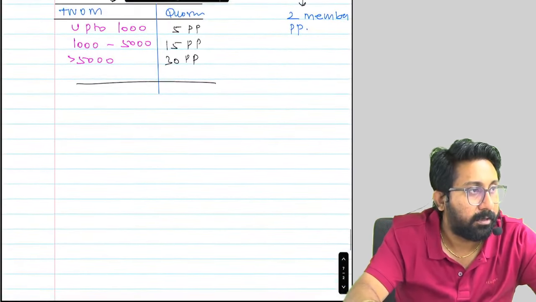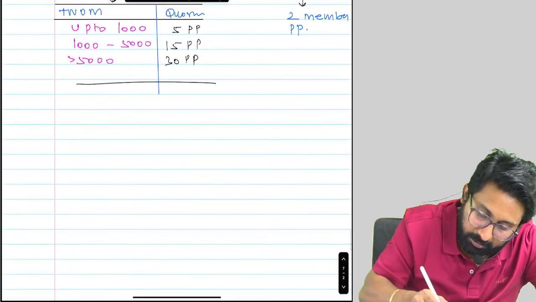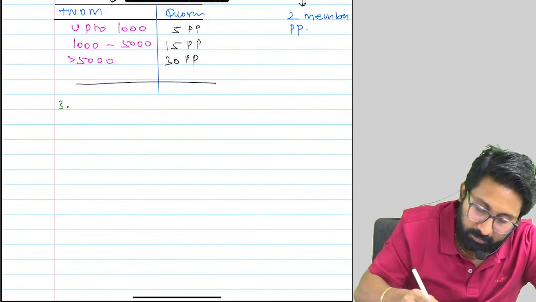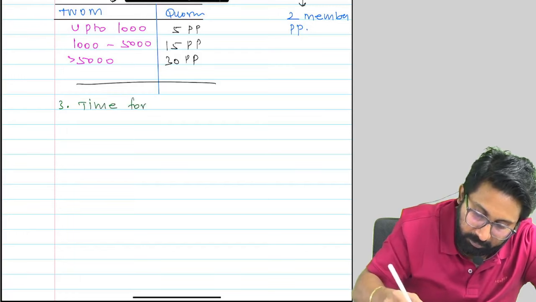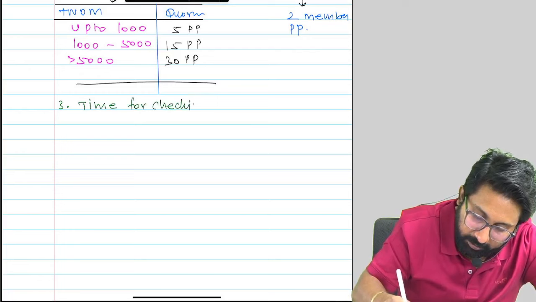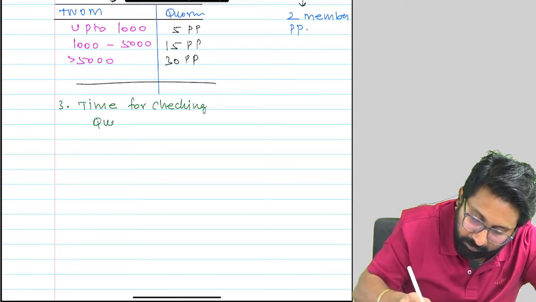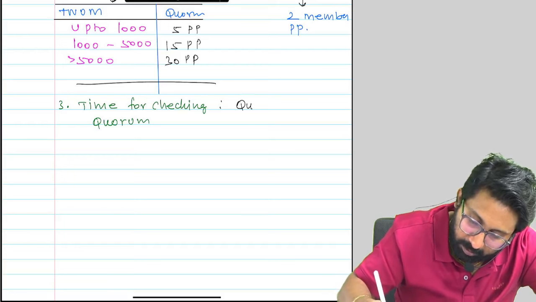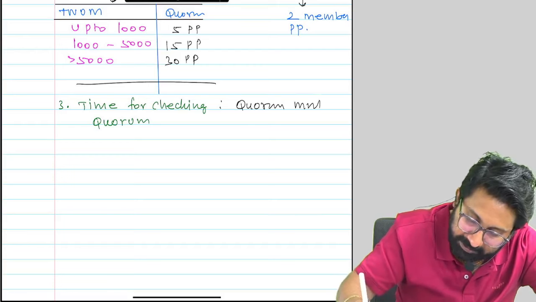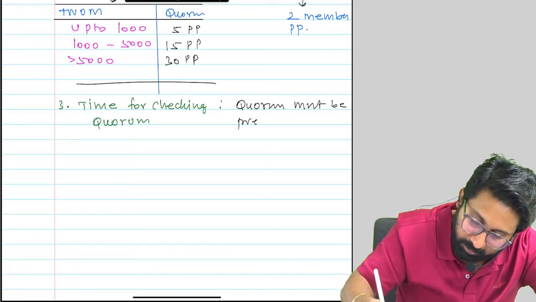Next. Number 3, time for checking quorum. Write down, quorum must be present within half an hour.